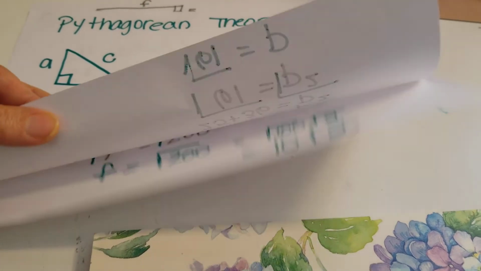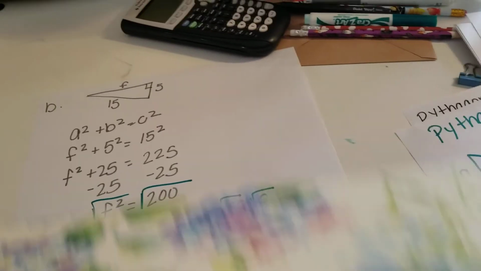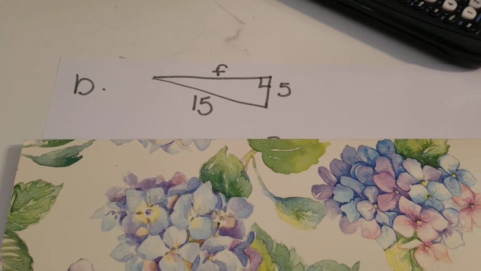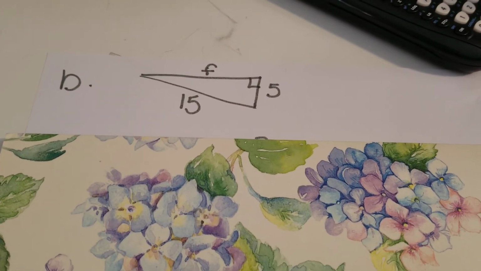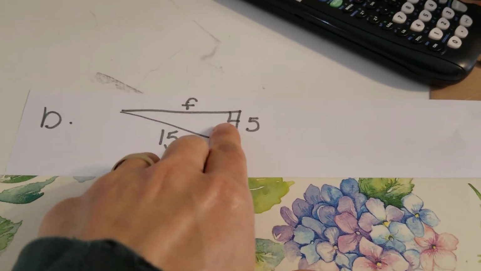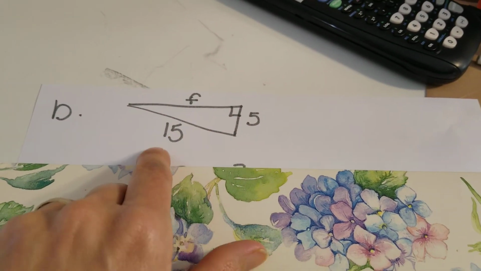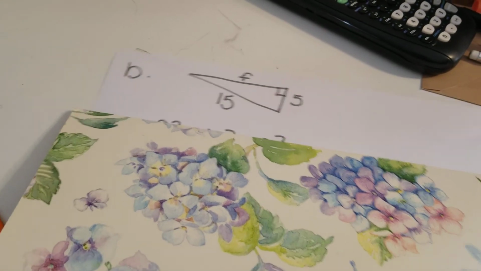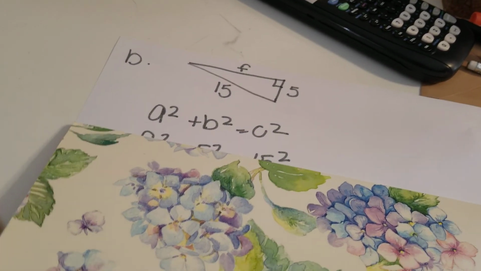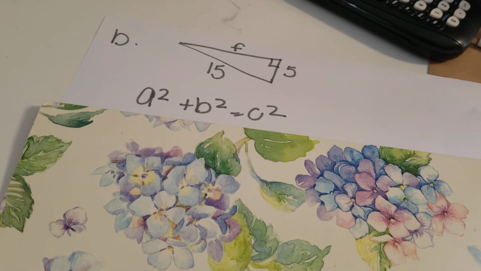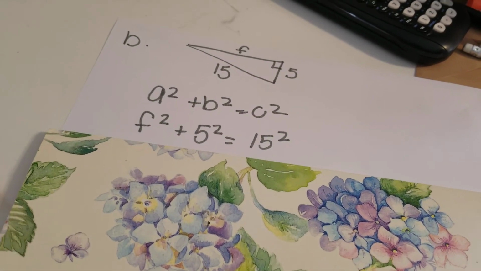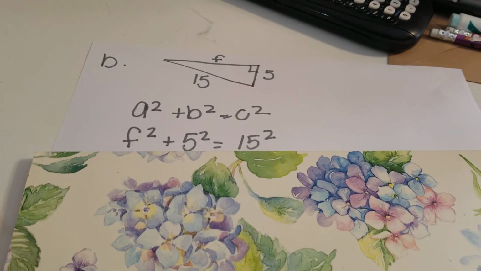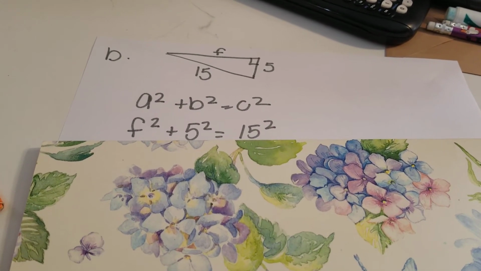All right, let's do another. Okay, so this is B, and they wrote this triangle upside down. And we notice that the right angle is here, and 15 is the hypotenuse. So we have to be careful how we're plugging things in. So we want to plug it in correctly. So there's my formula, a squared plus b squared equals c squared. Okay. I'm going to substitute f in for a. So f squared plus 5 squared equals 15 squared.